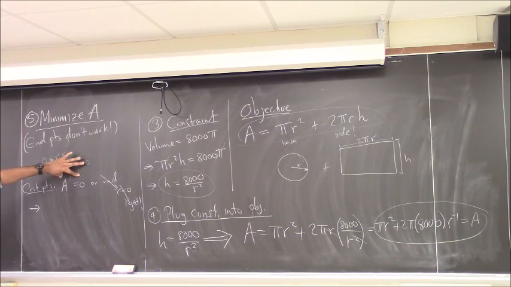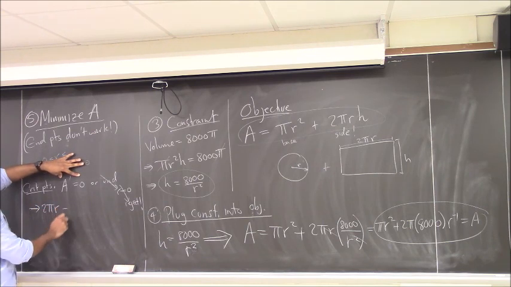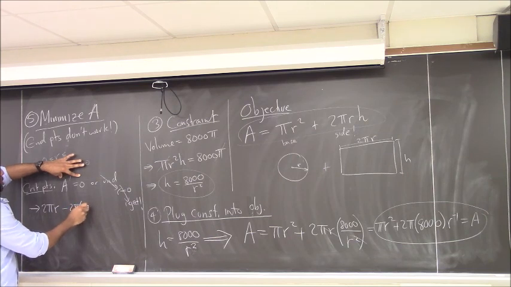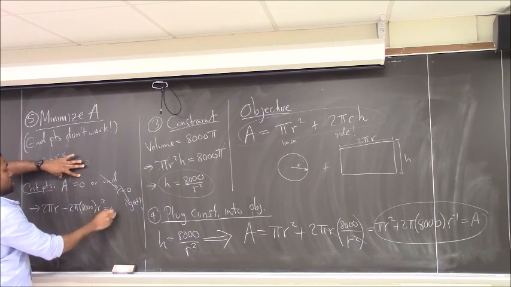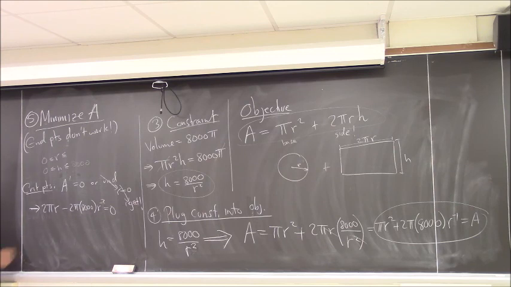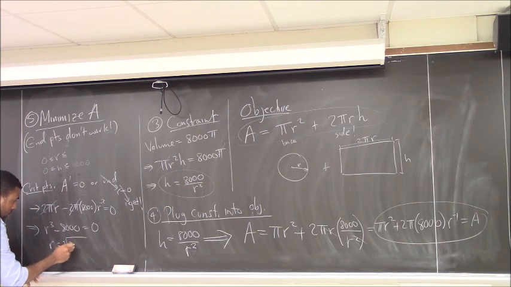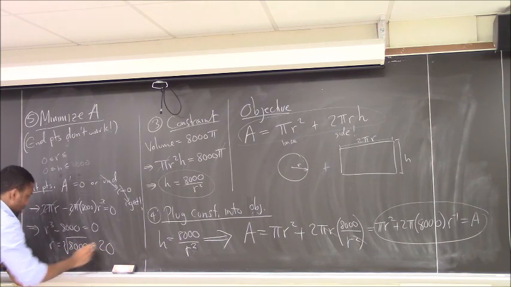And what's the derivative of this with respect to r? 2 pi r minus 2 pi times 8,000 r to the minus 2, set that equal to 0. I can divide both sides by 2 pi. I can also multiply both sides by r squared. And so my r is going to be the cube root of 8,000, which is going to be 20.